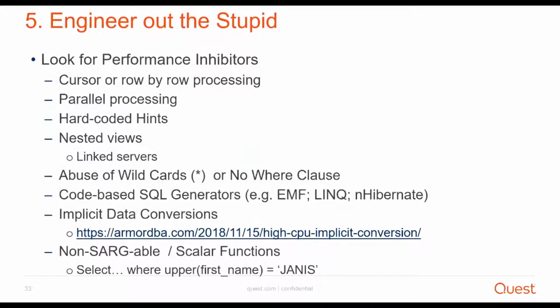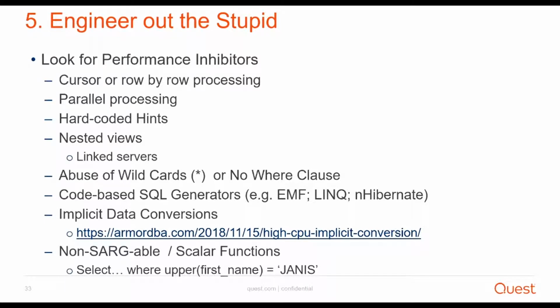Well, this brings me to my last step, which is engineer out the stupid. Really, you look for performance inhibitors. Cursor or row-by-row processing, never good for relational databases. Parallel processing, not that it's not always warranted, but a lot of times in OLTP environments, if you leave degree of parallelism on, it'll just eat up all the processing because SQL Server sees that query as expensive, and the default is unlimited parallel processing.